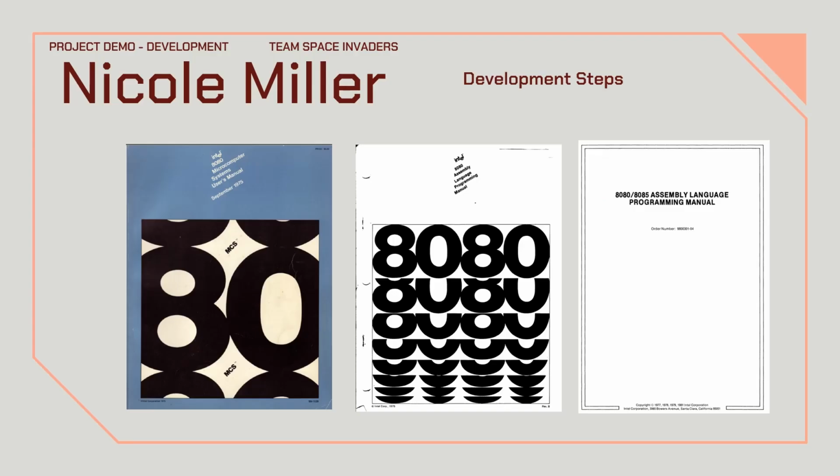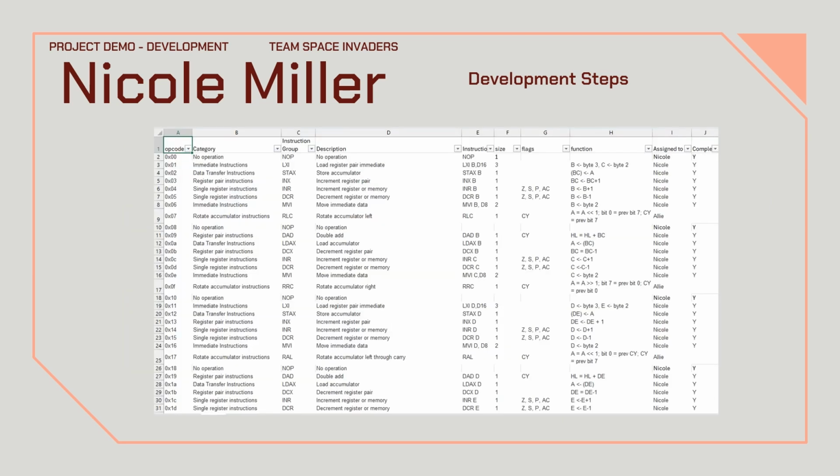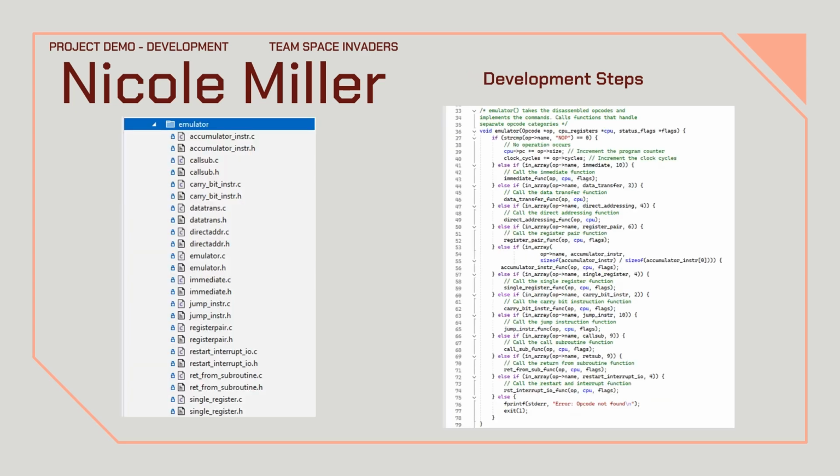The steps I took in development began with reading these manuals here: the Intel 8080 Microcomputer Systems User's Manual, the Intel 8080 Assembly Language Programming Manual, and the 8080-8085 Assembly Language Programming Manual. I then created a spreadsheet with all the opcodes and mapped them to their assembly language instructions. Each instruction was categorized by an instruction group. Here's a screenshot of some of the information that I have on this spreadsheet.